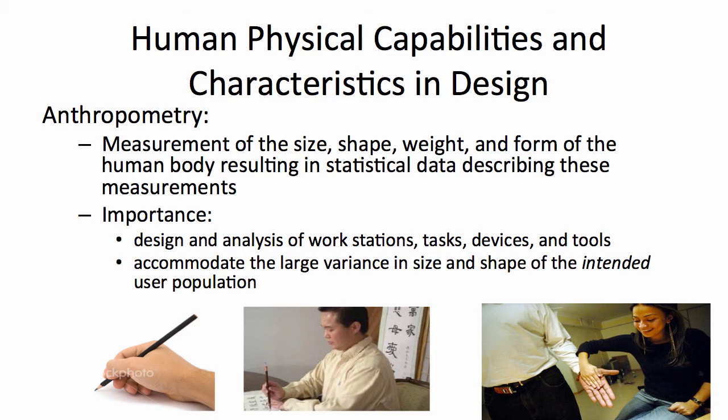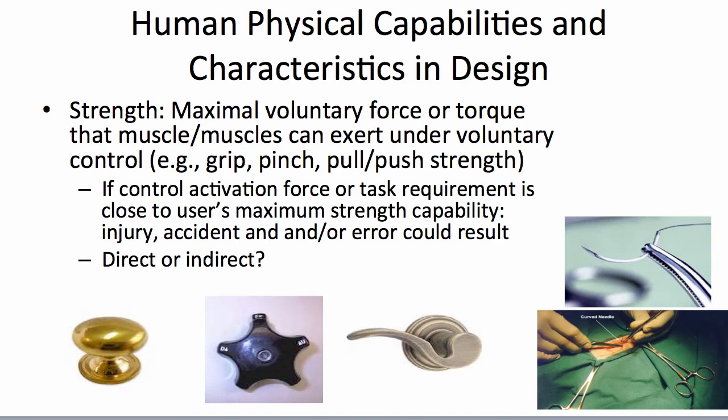Considering the human physical characteristics is important in that you don't want to fatigue the user if there's something that's a repetitive motion, and this can cause injury in the workplace and result in the loss of many, many billions of dollars in injury or workman's compensation.